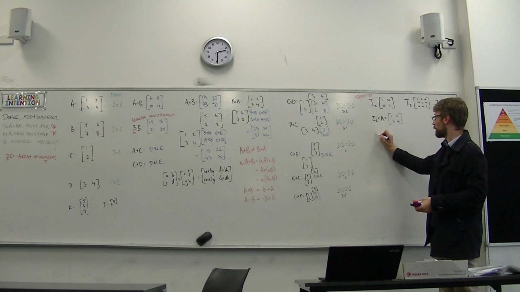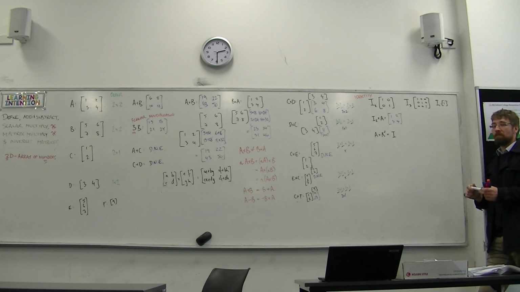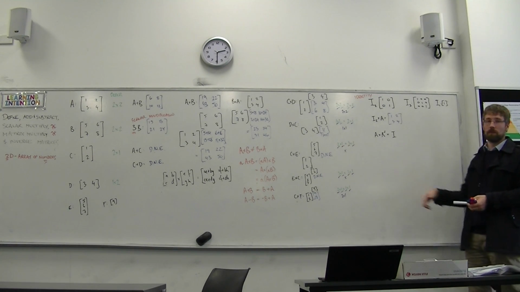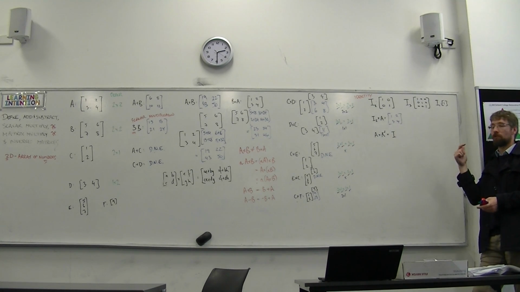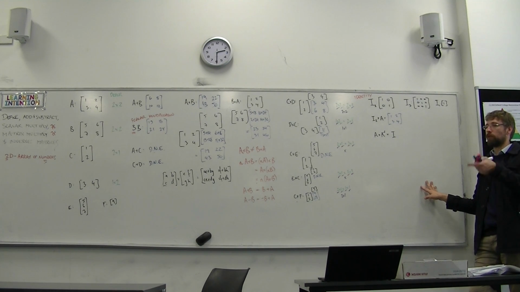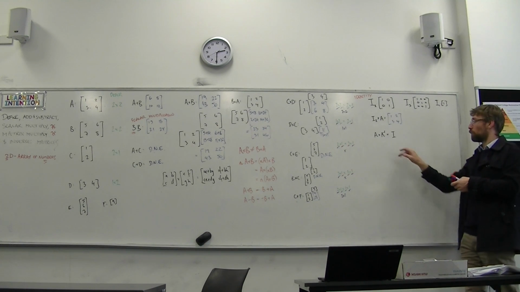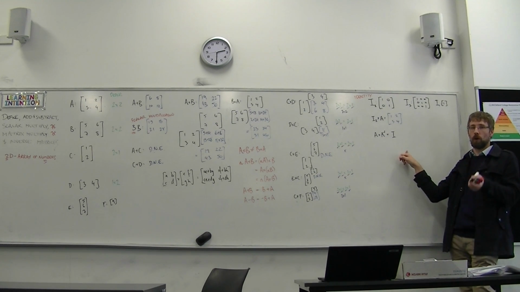So A multiplied by its inverse would have to equal the identity. Why is that? Think about what the inverse is supposed to do. We wanted to undo something. If you wanted to divide by half, the inverse of that is times by 2. So if you have 2 times a half, what happens? It becomes 1. The identity. So if you multiply something by its inverse, you should always get back to 1.